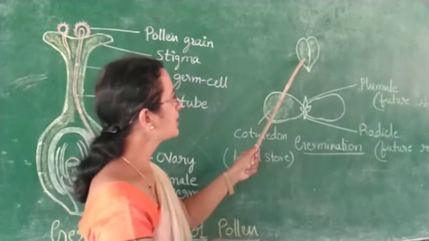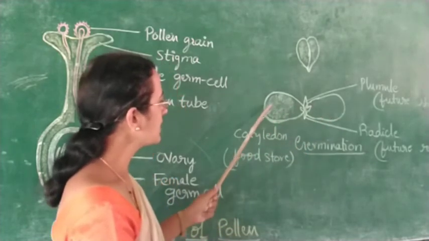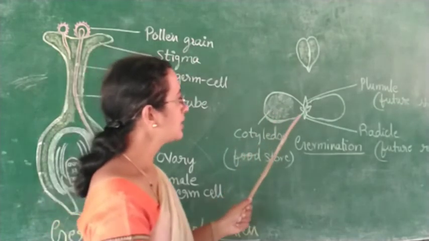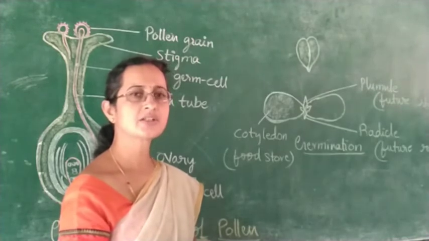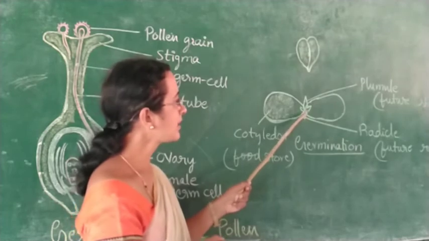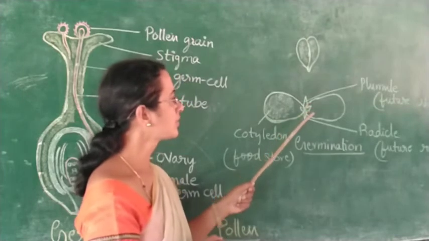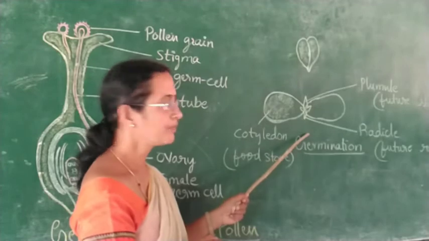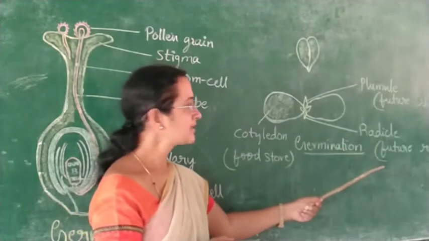In the seed you have two cotyledons. The cotyledon has a rich store of food. When any seed is placed on moist soil, it germinates. Here you can see the parts of the germinating seed. This is the plumule, which grows upward, and the part which grows towards the soil or earth is called the radicle, which is considered the future root.